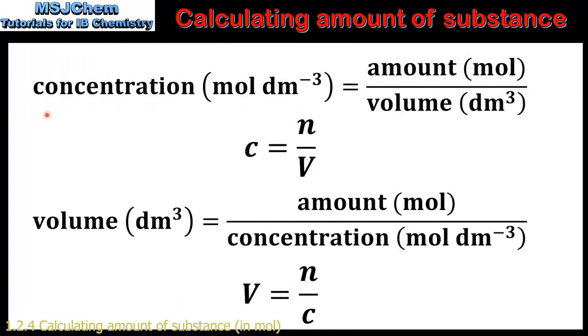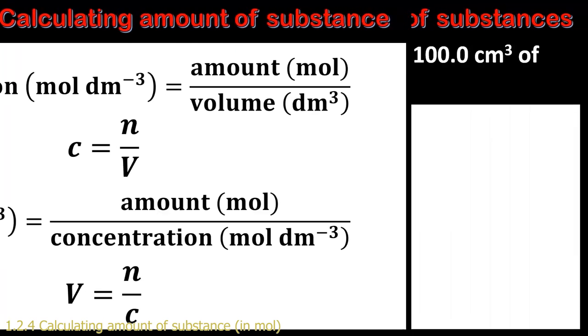The equation that we looked at in the previous slide can be rearranged to calculate concentration or volume. To calculate the concentration in moles per decimeter cubed, divide the amount in moles by the volume in decimeters cubed. And to calculate the volume in decimeters cubed, divide the amount in moles by the concentration in moles per decimeter cubed. The use of these equations will be covered in a separate video.